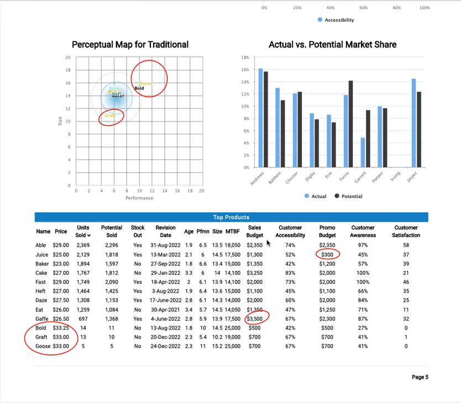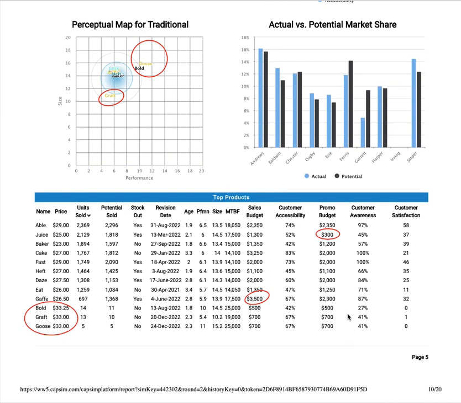Next, I want to point out the sales budget and also the promotion budget. Again, some of the teams spend just $300. Some of the teams spend a good amount. So it's up to your team to decide how much is a good amount for the sales and promotion budget. However, what your team wants to reach is very high customer awareness and high customer satisfaction.